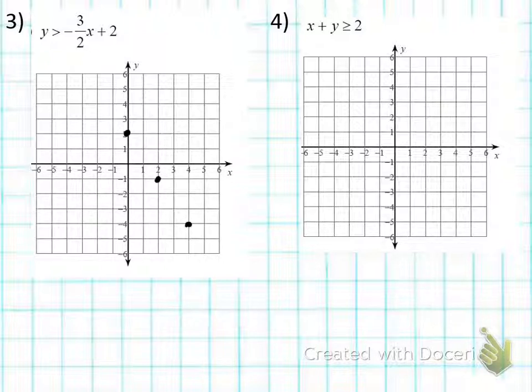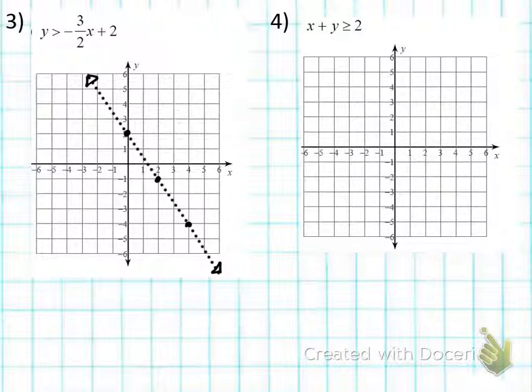Dotted. How do you know it's dotted? It doesn't have the equal to. Good. It doesn't have the equal to sign, so we need to just draw a dotted line. What should I draw on the end of my line? Arrows. Good. Okay, turn to your neighbor. Tell him which side you would shade, above or below.